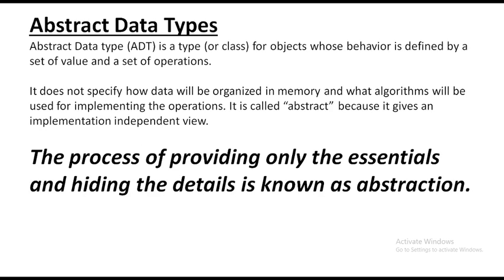So what is abstract data type? Abstract data type is the type for objects whose behavior is defined by a set of values and a set of operations. Abstract data type is going to define an object's behavior by a set of values and a set of operations.